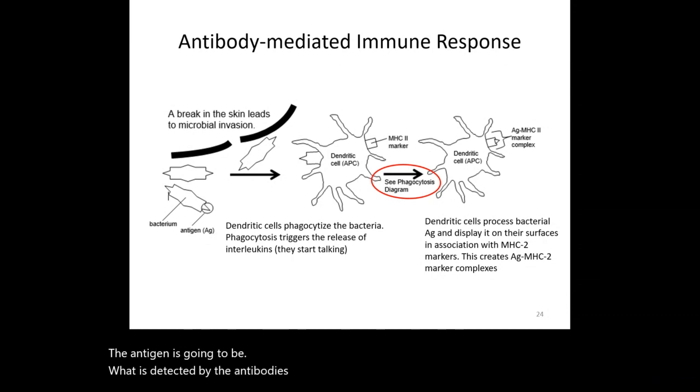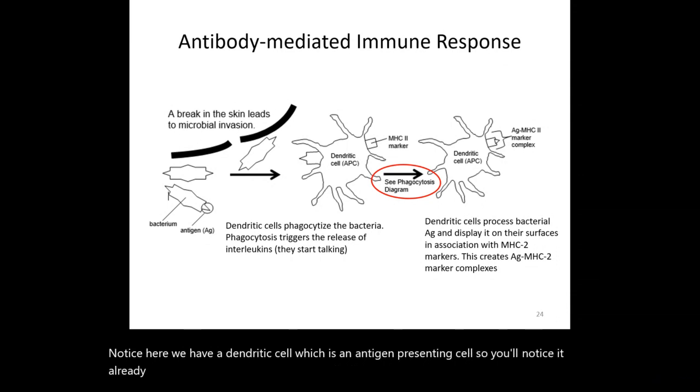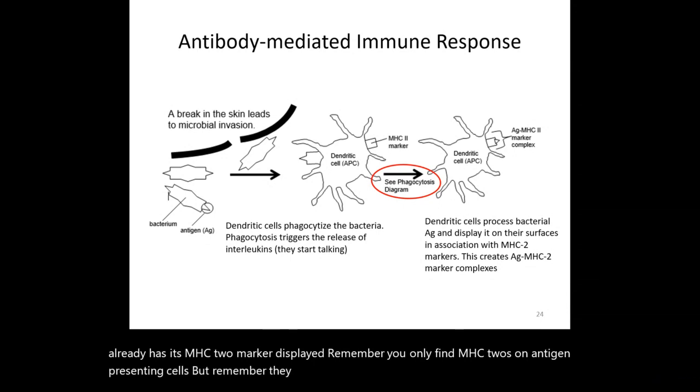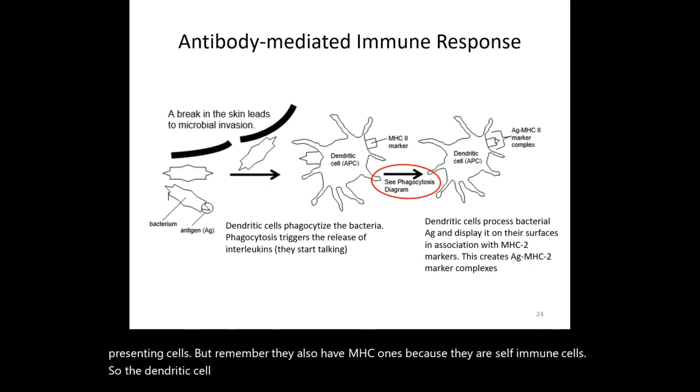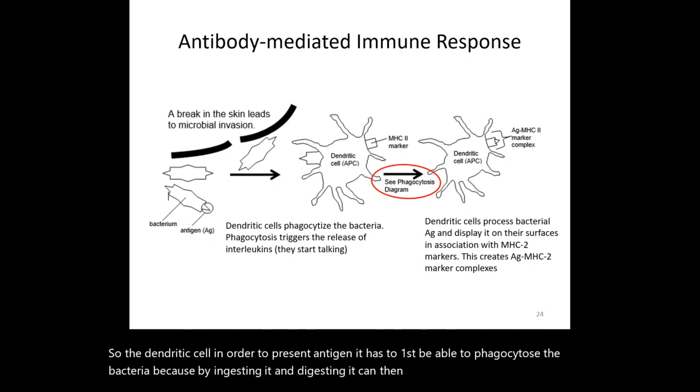Notice here we have a dendritic cell, which is an antigen presenting cell. You'll notice it already has its MHC2 marker displayed. Remember, you only find MHC2s on antigen presenting cells, but they also have MHC1s because they are self-immune cells. In order to present antigen, the dendritic cell first has to phagocytose the bacteria, because by ingesting and digesting it, it can then take part of that digested material and present it.